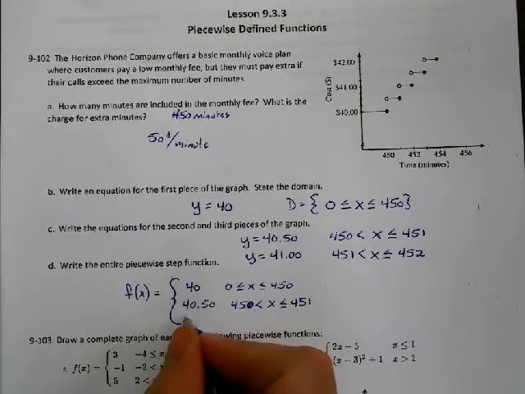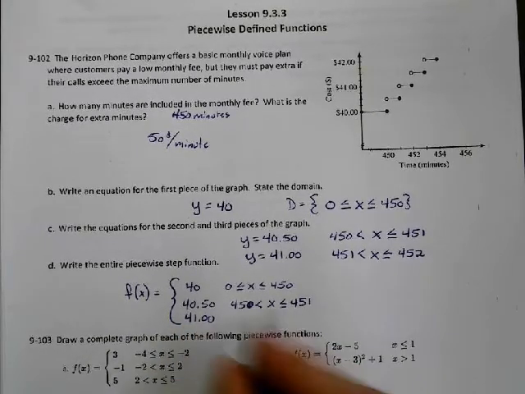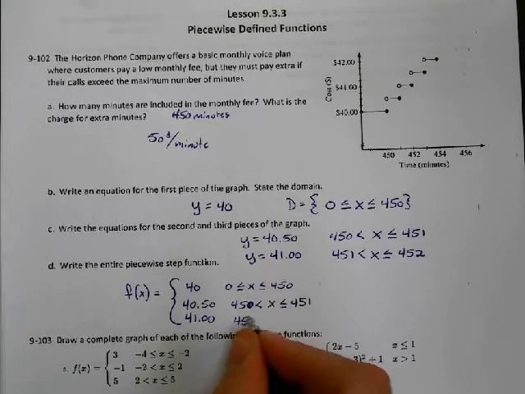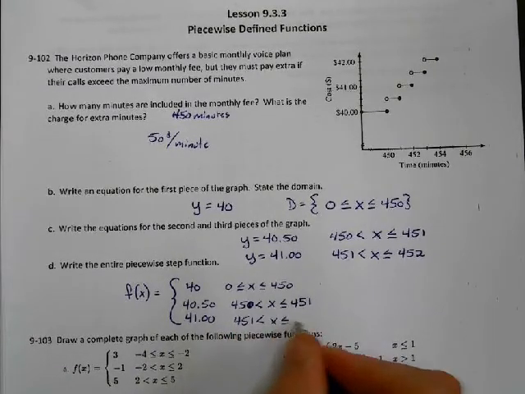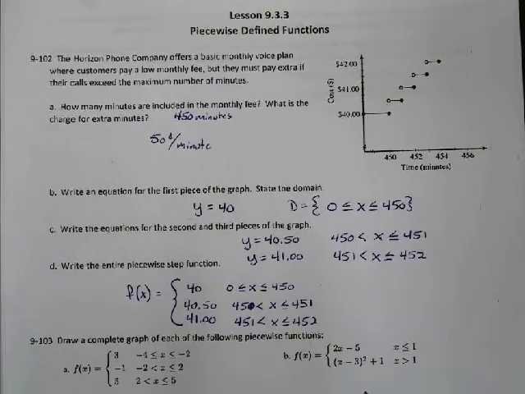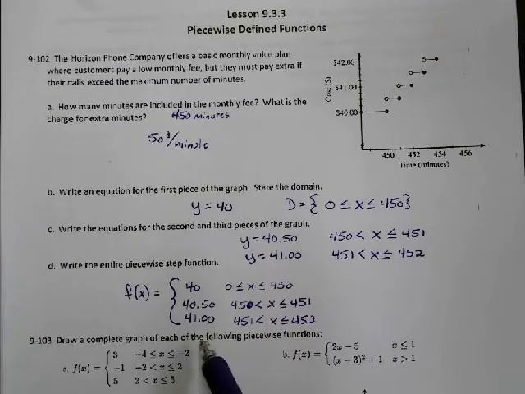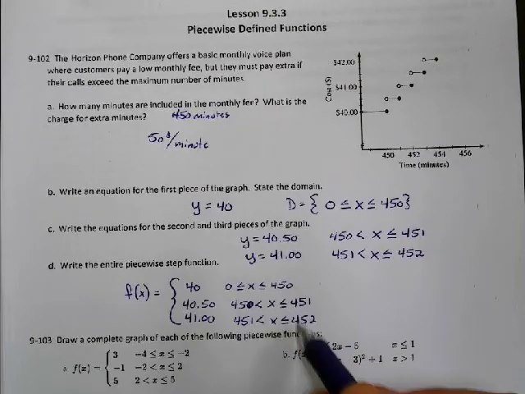And then our last one that we just got done doing was $41. It started at 451, but it wasn't included, so I'm not going to put the equal to. And then it went all the way up to 452. And it looks like every extra minute we would increase the price by 50 cents. So that is a piecewise function, where you've got several different equations for the same function, and they just change based on the domain.